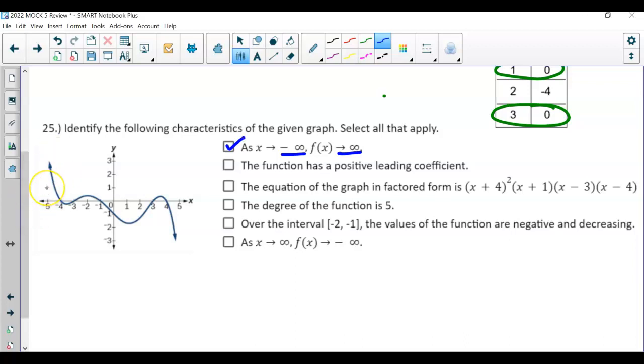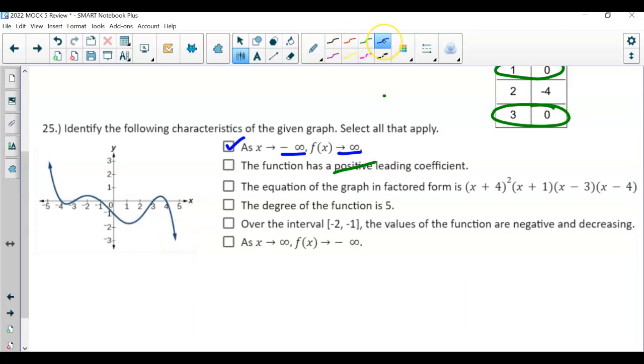The next statement says we have a positive leading coefficient. Well, read it left to right. And what direction are we going? We're going down. So this means it's not positive, but negative. So the second statement is false.